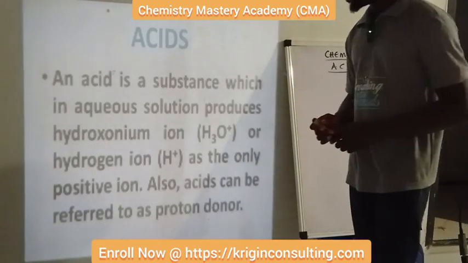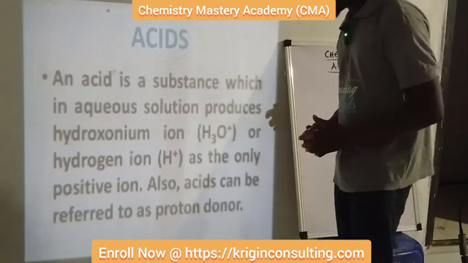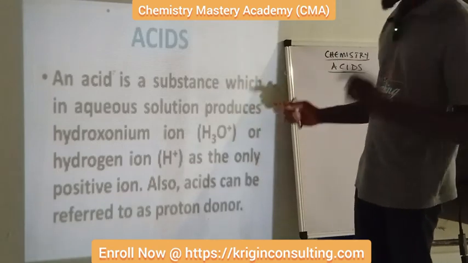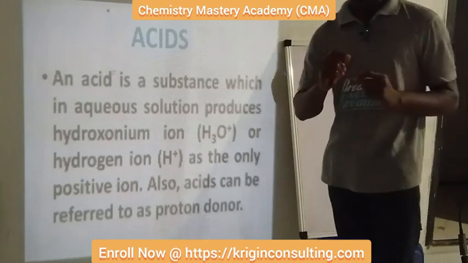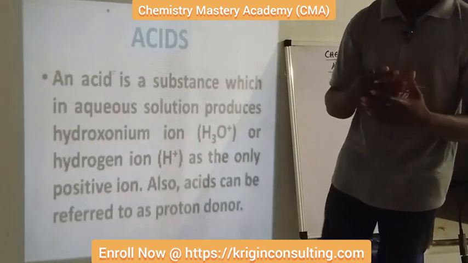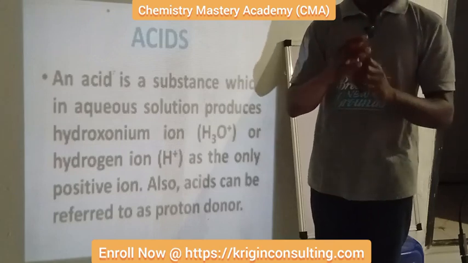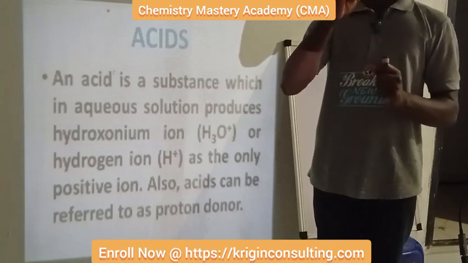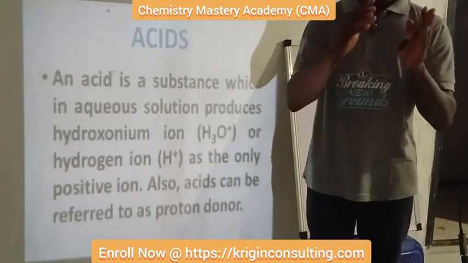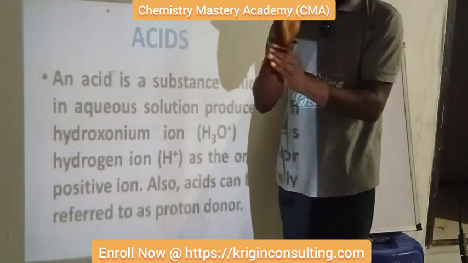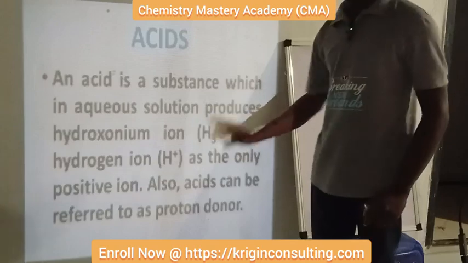Now, what are acids? An acid is a substance which in aqueous solution produces hydronium ions, that's H3O+. First of all, let's understand this. When we say in aqueous solution, what we basically mean is this: when you take an acid and mix it with water, it releases its hydrogen ion. That hydrogen ion then adds itself to the water, forming what we call the hydronium ion, H3O+.